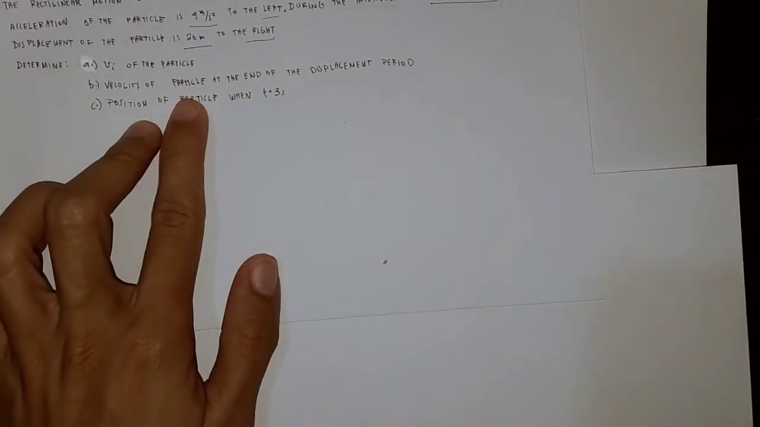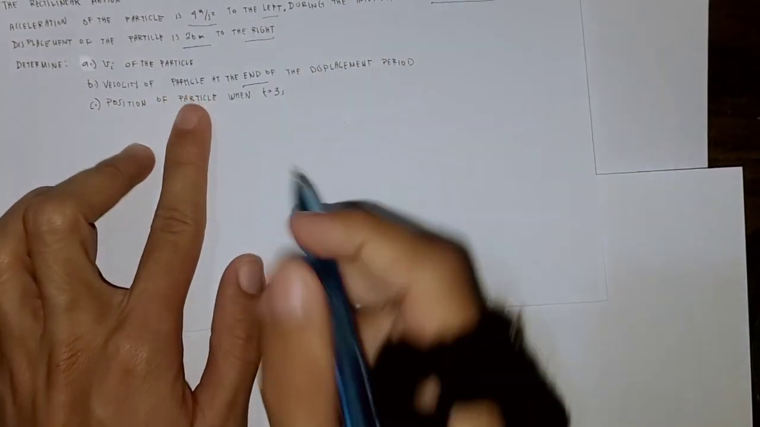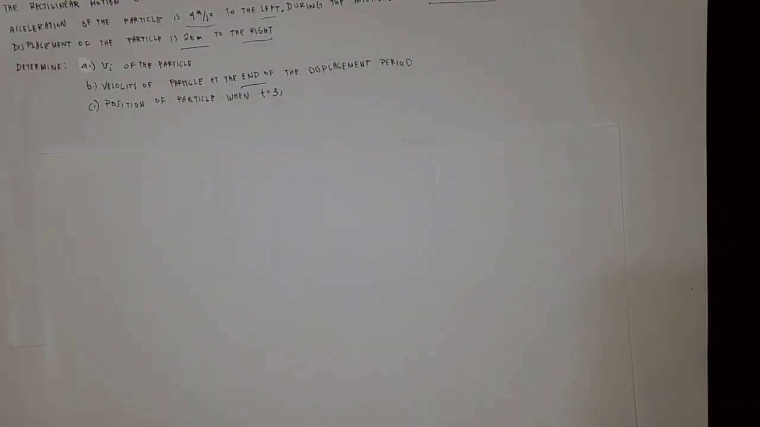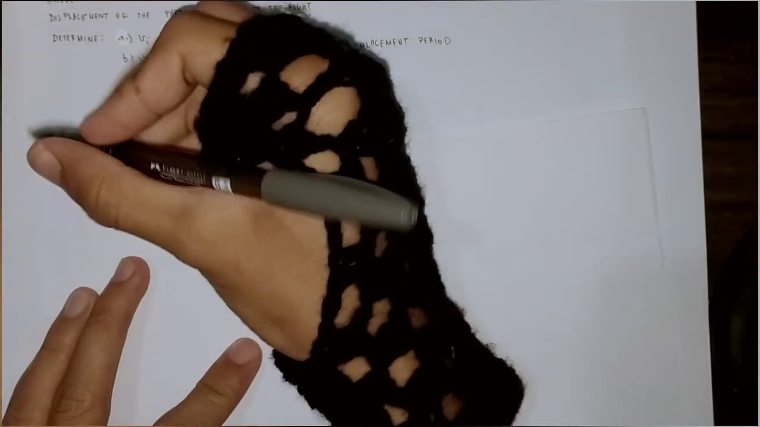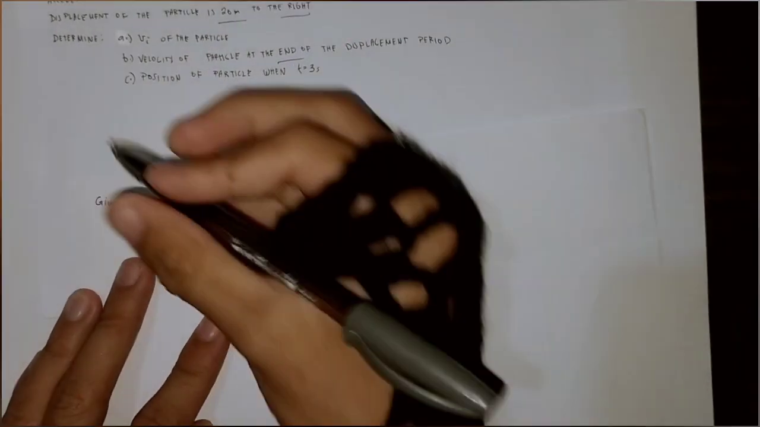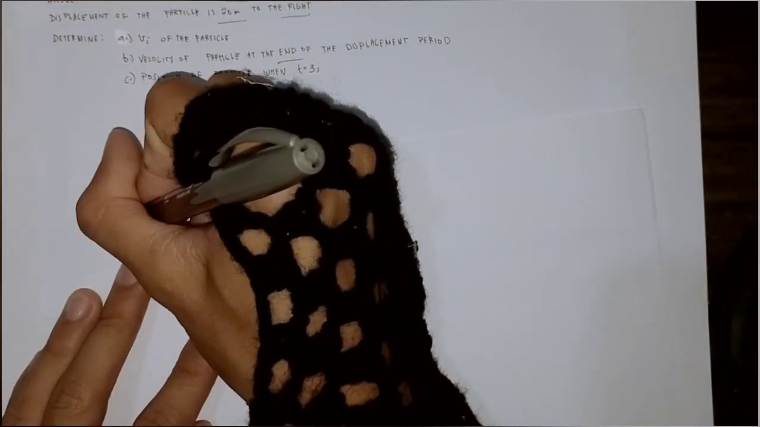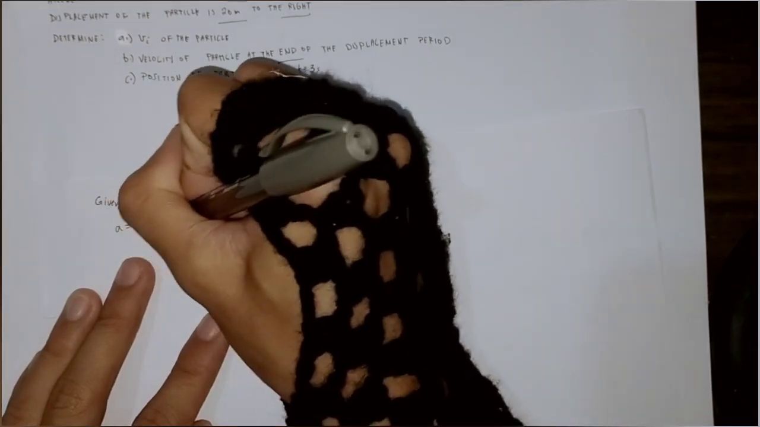So determine the initial velocity of the particle, and then the velocity of the particle at the end of the displacement, which is 20 meters, and the position of the particle when t = 3. So we have here our given values. We have our governing equation, which is a = 6t - 4.